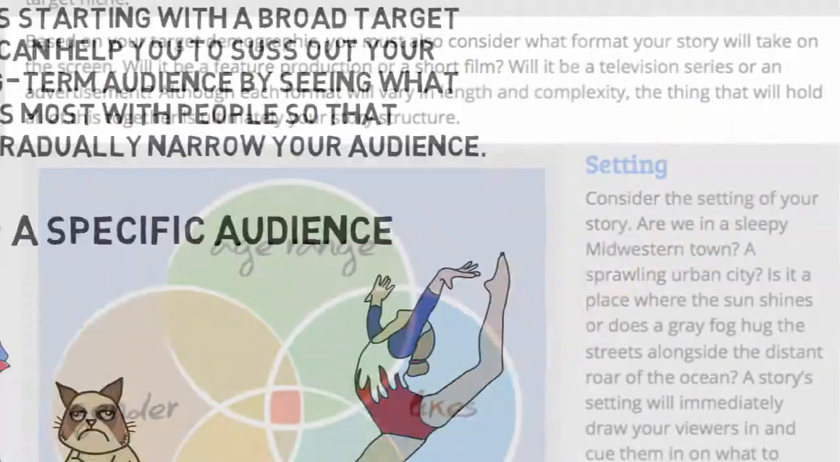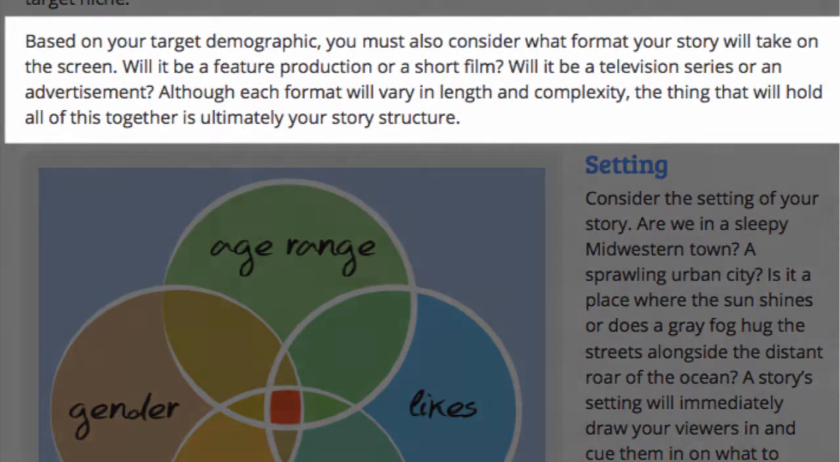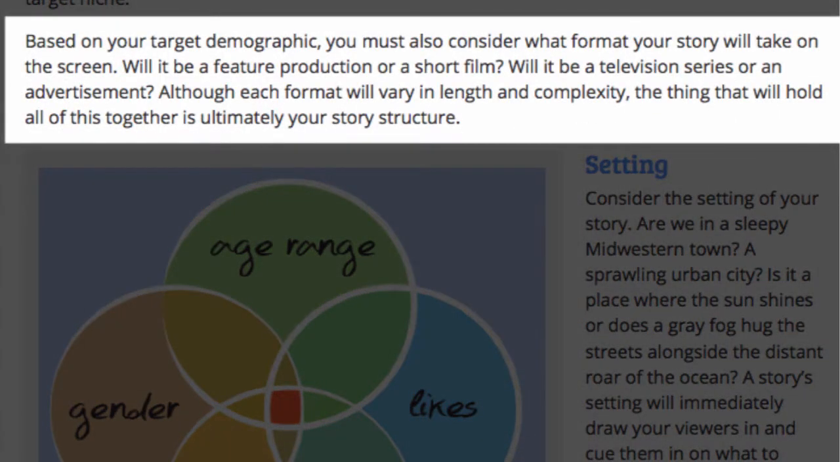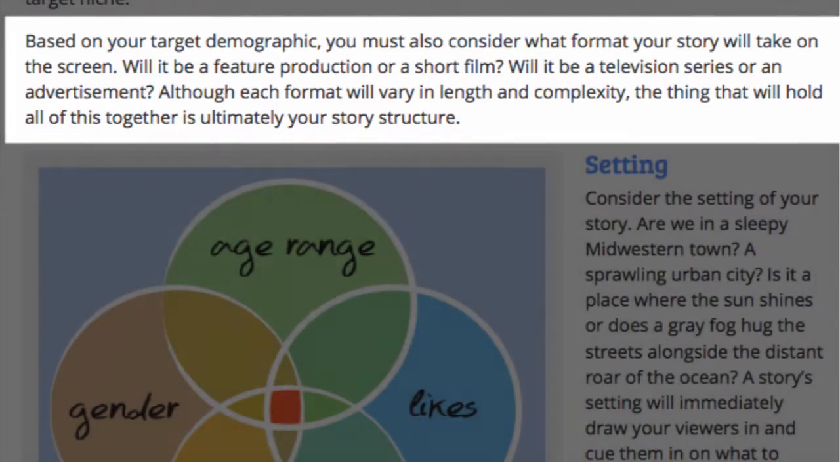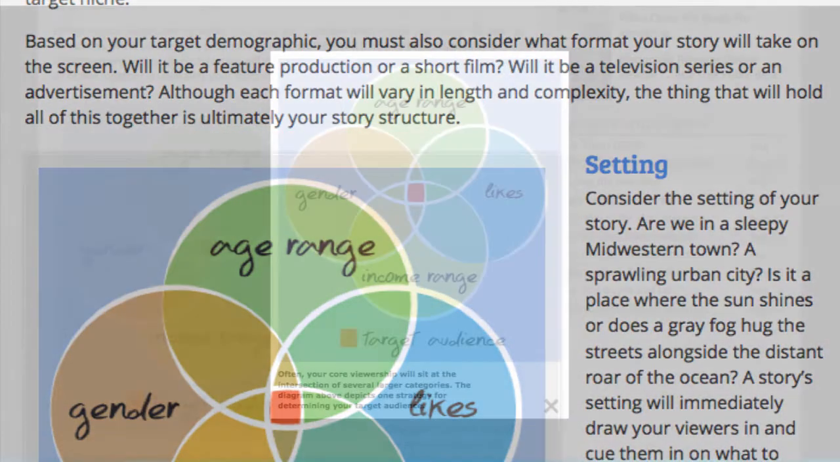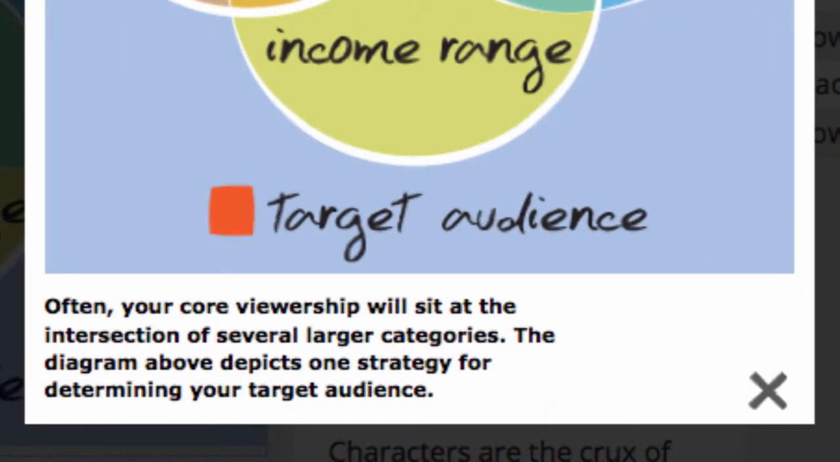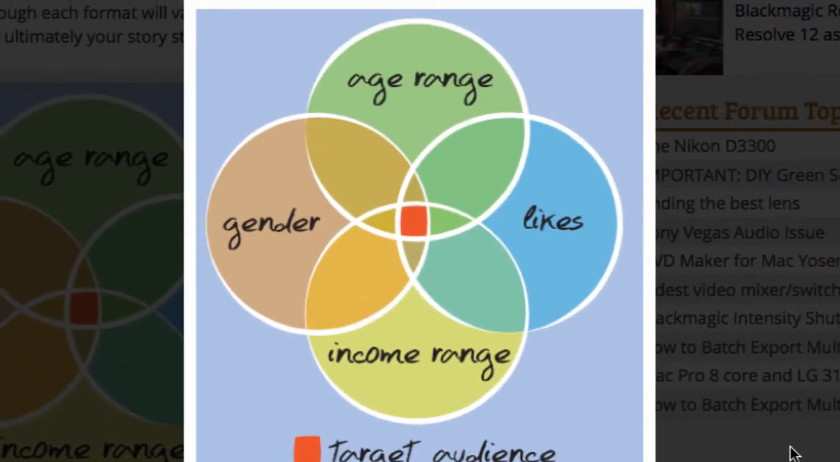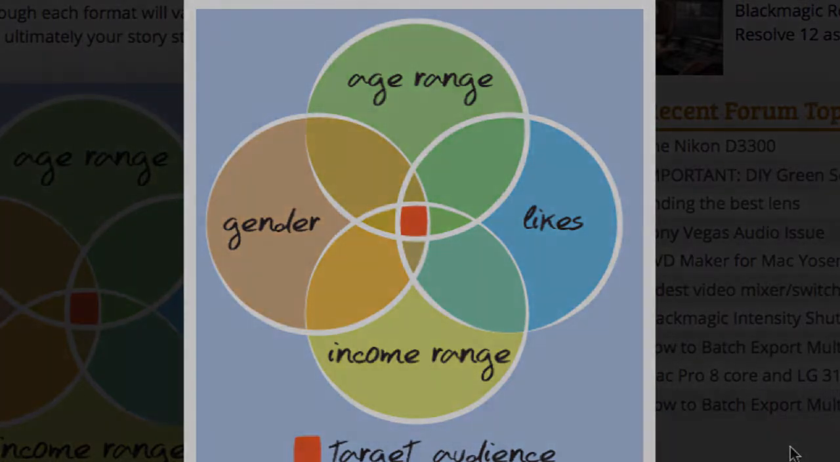Based on your target demographic, you must also consider what format your story will take on the screen. Will it be a feature production or a short film? Will it be a television series or an advertisement? Although each format will vary in length and complexity, the thing that will hold all of this together is ultimately your story structure. Often, your core viewership will sit at the intersection of several larger categories. This diagram depicts one strategy for determining your target audience.